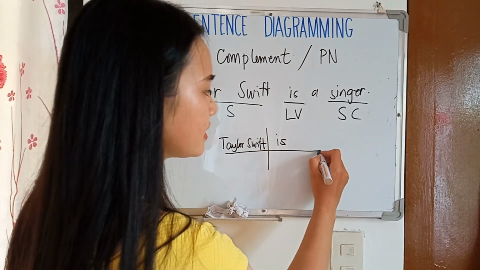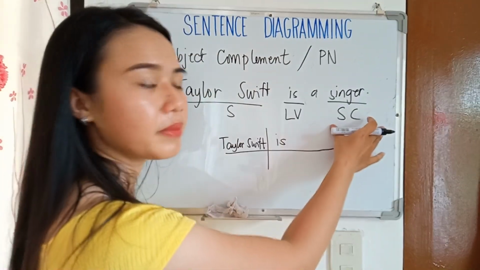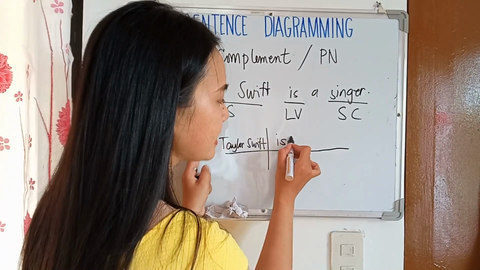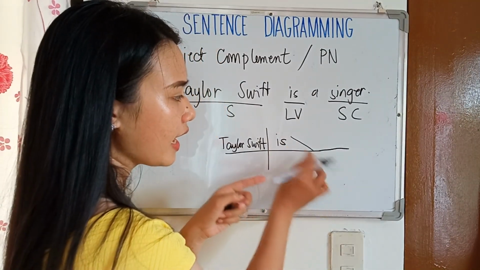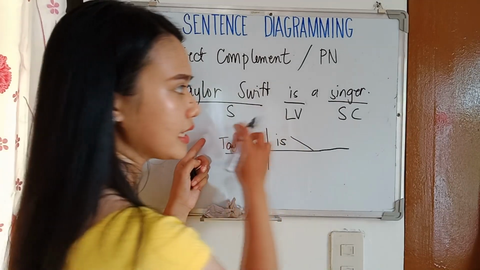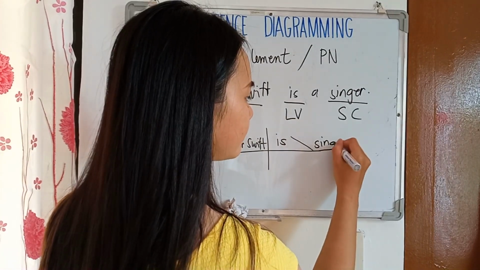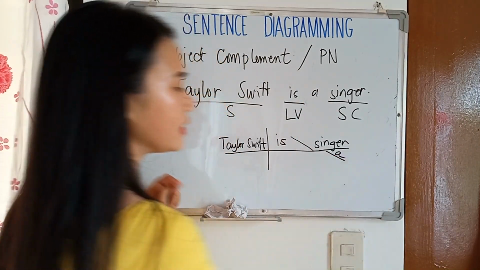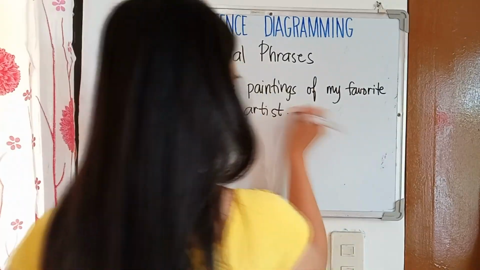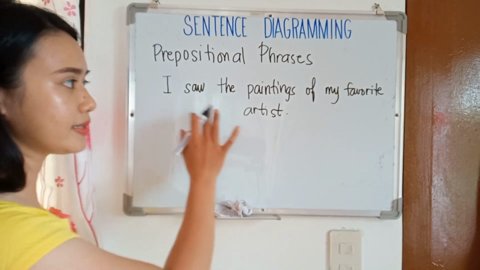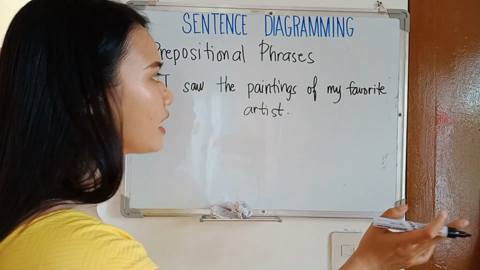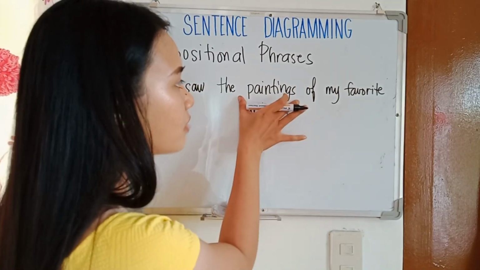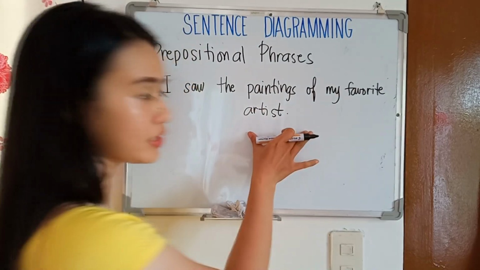Taylor Swift. And then the verb is. And then, since this is a subject complement or a word completing our subject, we're gonna write a slanted line here. A line pointing to the subject. And then write singer. Alright. There's an article. Write it below. A singer. Taylor Swift is a singer. In this sentence, I saw the paintings of my favorite artist. We have here STVDO pattern. However, after the object here, paintings, we still have a prepositional phrase.